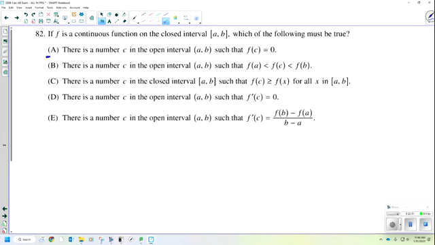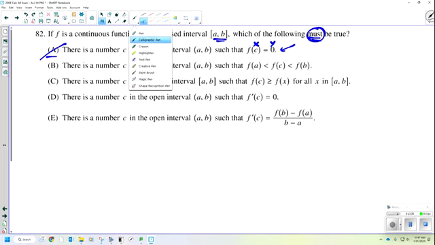A, there is a number c in the open interval from a to b such that f of c is 0. This is saying that at some x value, I'm going to have a y value of 0. That doesn't have to be true. I can graph something on an interval that does not cross the x-axis or have a 0. It could be true, but it doesn't have to be true. When they say it must be true, okay, let's see.